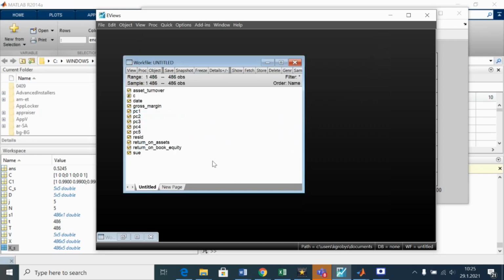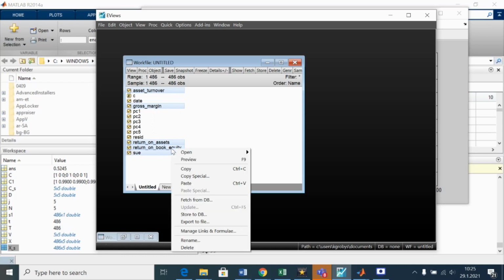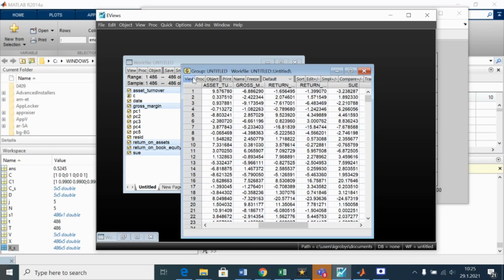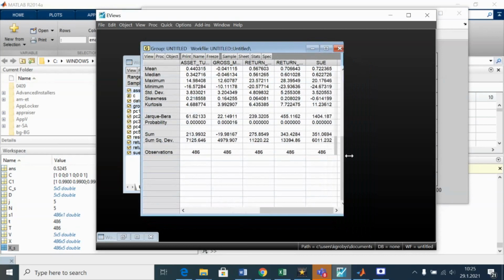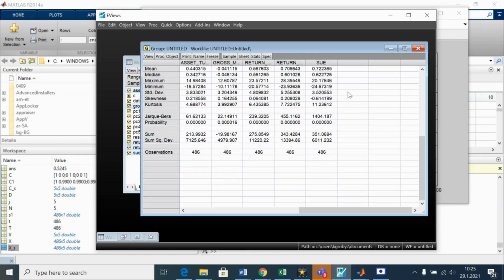And just to make sure, let's one more time take the descriptive statistics of our five trading strategies here, open as a group, and go on descriptive statistics for individual samples. What we see is that all of these time series have a kurtosis larger than 3. For instance, our unexpected earnings surprise has a kurtosis of 11. Return on book equity has a kurtosis of 7.7.